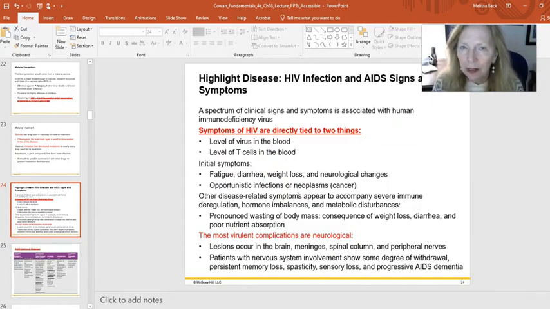Another disease we think about is HIV, human immunodeficiency virus. Just because someone is positive for this virus does not mean that they will necessarily develop into full-blown AIDS, acquired immune deficiency syndrome, which you should know what both of those abbreviations stand for. The symptoms of HIV are directly tied to two very important things, and that's the level of the virus in the blood and also the level of the T cells that are in the blood trying to fight the virus, right? So these two things are very important.